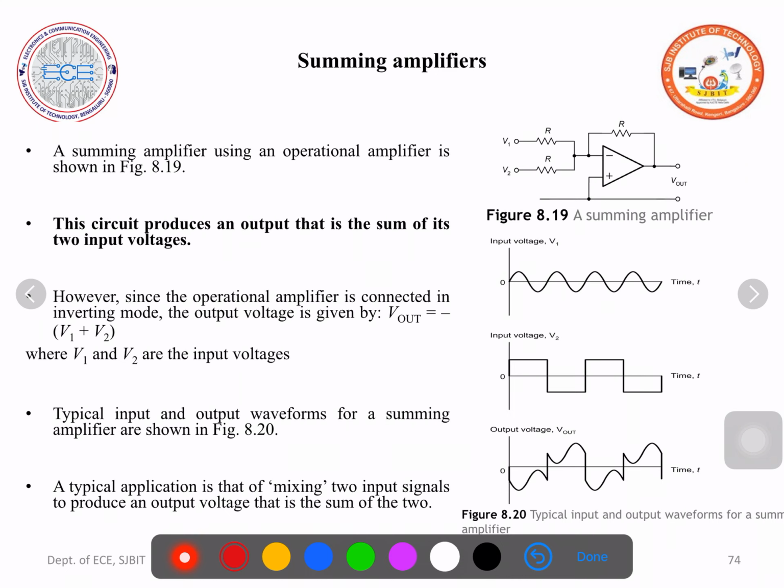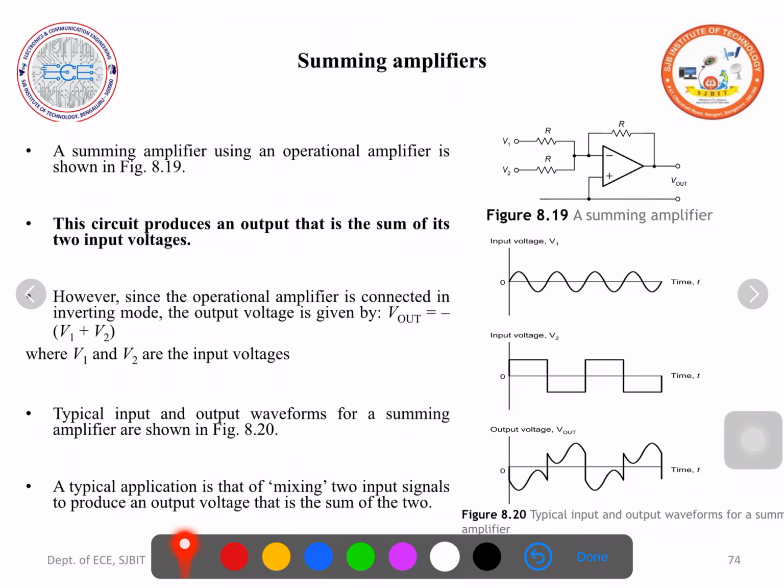So the equation given here is Vout is equal to minus of V1 plus V2. Why this negative sign? Because the input is applied to the inverting input terminal. If you apply still more voltages, V3, V4, etc., Vout is equal to minus of V1 plus V2 plus V3 plus V4, etc.